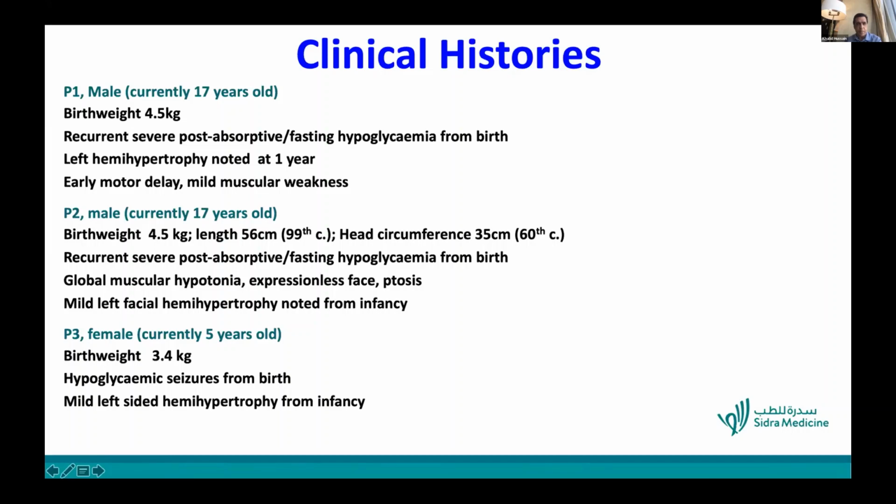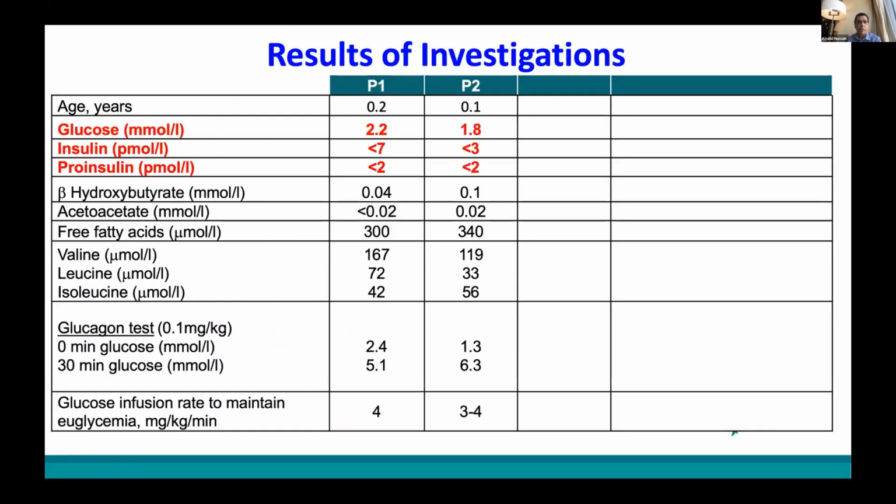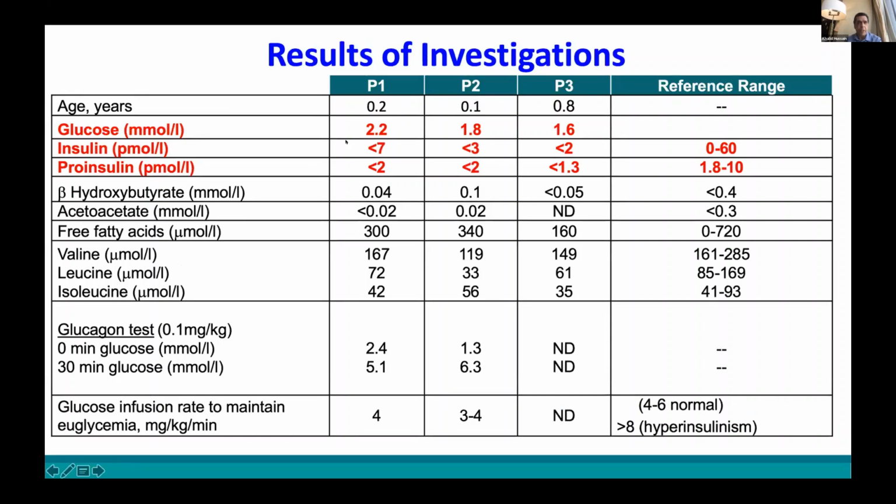Again, exactly the same picture in terms of hypoglycemia, and again, hemihypertrophy. The third child was 3.4 kilos, exactly the same in terms of hypoglycemia soon after birth, and mild left-sided hemihypertrophy later on in life. Now I'm just going to list here the investigations we did. So this is patient 1, patient 2, patient 3.